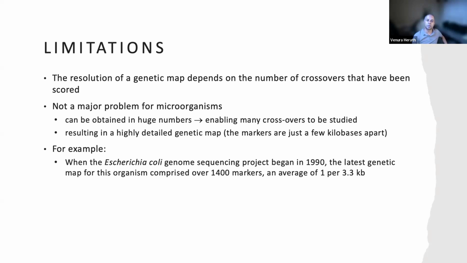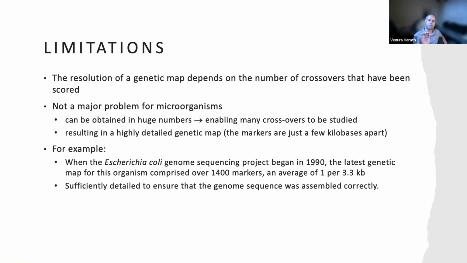And if you take an example, when the Escherichia coli, the E. coli genome sequencing project started in 1990, the latest genetic map at that time comprised 1,400 markers. So that means an average of one marker per 3.3 kb. That's pretty good, right? Because this is sufficiently detailed to ensure the mapping of the genome sequence they are getting to the genome assembly. And so that's why, working with prokaryotes, sometimes there are a lot of advantages.